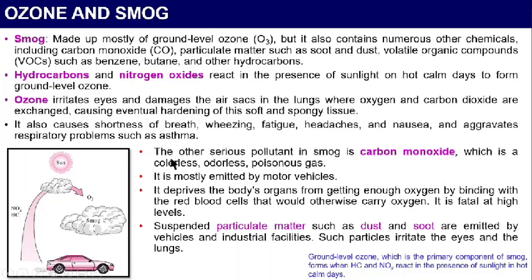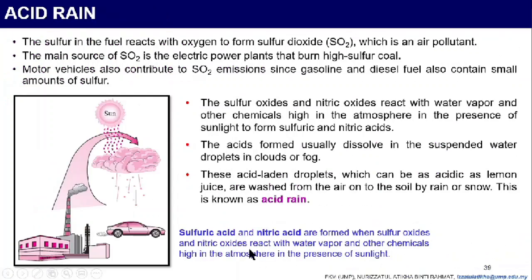The other serious pollutant in smoke is carbon monoxide, which is a colorless, odorless, and poisonous gas. It is mostly emitted by motor vehicles. It deprives the body's organs from getting enough oxygen by binding with the red blood cells that would otherwise carry oxygen. It is fatal at high levels. Suspended particulate matter such as dust and soot are emitted by vehicles and industrial facilities. Such particles irritate the eyes and the lungs.